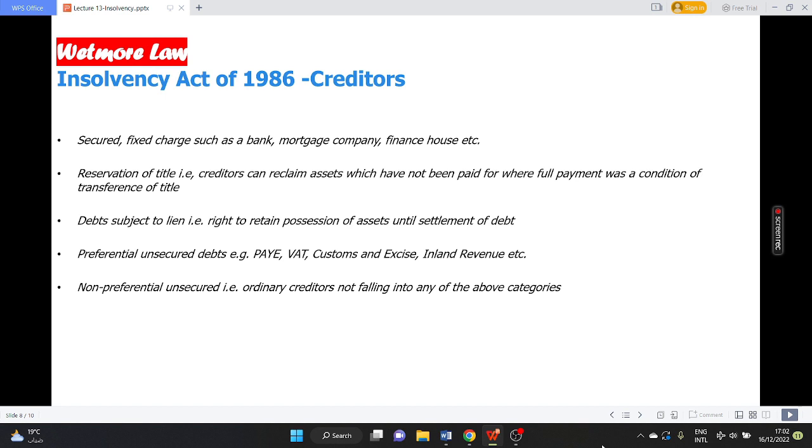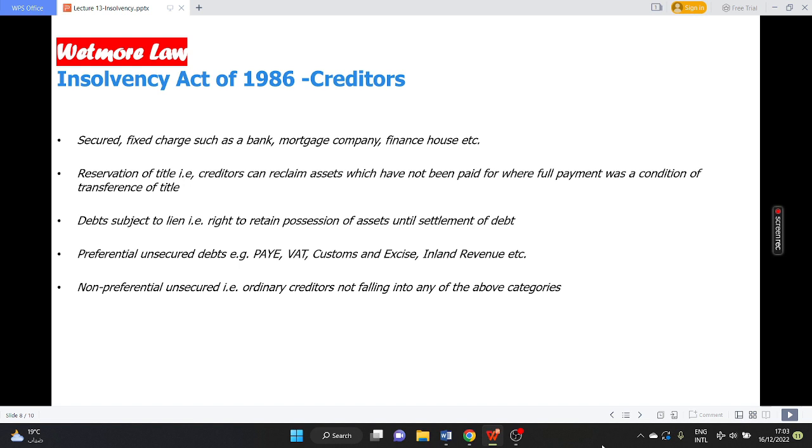Insolvency Act 1986. The Insolvency Act of 1986 of England and Wales states that creditors can be secured by fixed charge, such as a bank, mortgage company, finance house, etc. Reservation of title. That is, creditors can reclaim assets which have not been paid for, where full payment was a condition of transference of title.